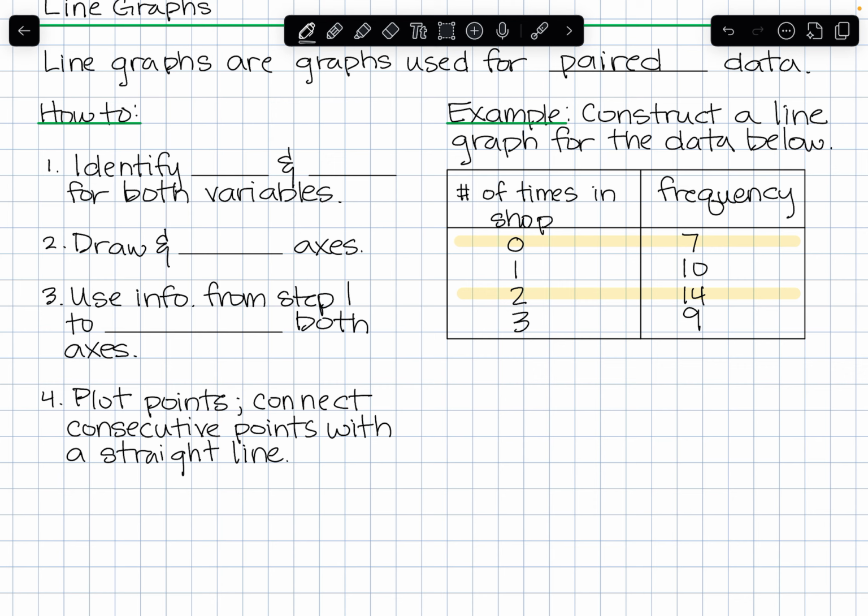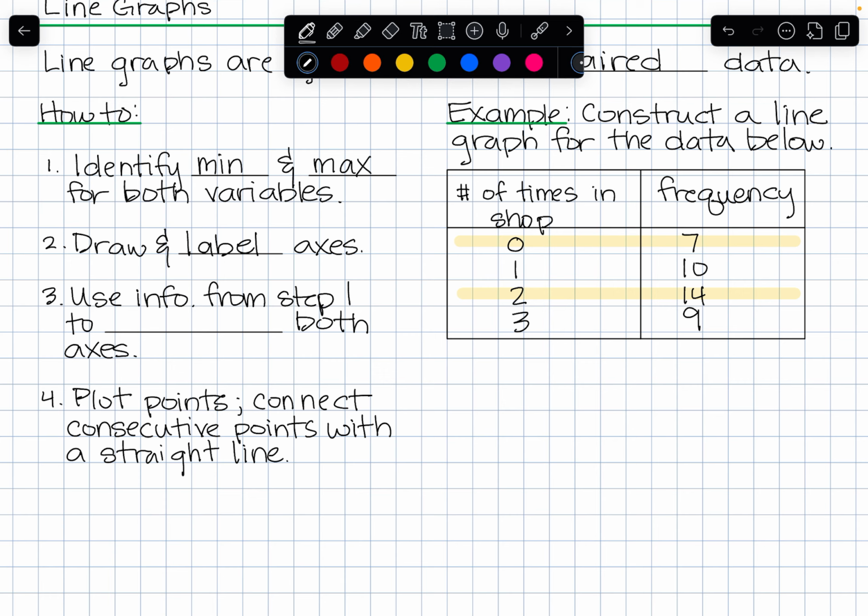So we're going to identify the min and max for both quantities. And then we're going to draw and label our axes. So let's go ahead and start looking at our data table. In our example, I can see that in the first column, which I'm going to make my x variable because it's first, my biggest value is 3. My smallest value is 0. So when I draw my axes, I know I need to have 0 and 3 on my graph.